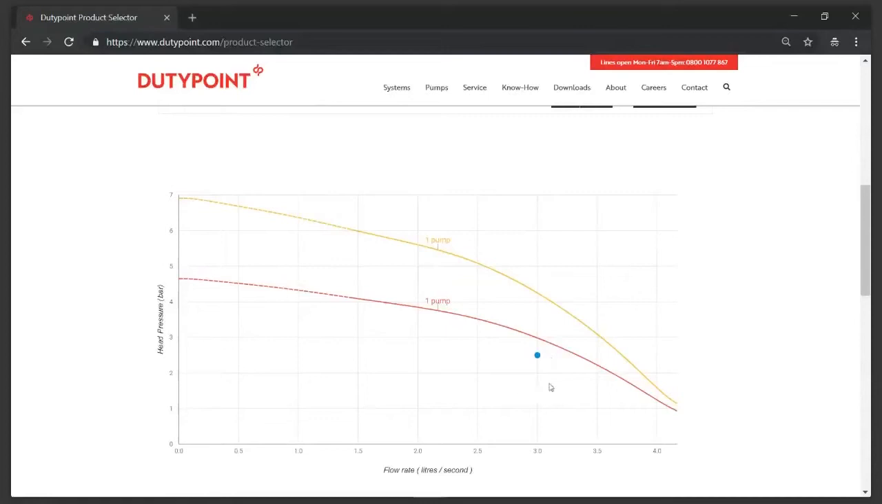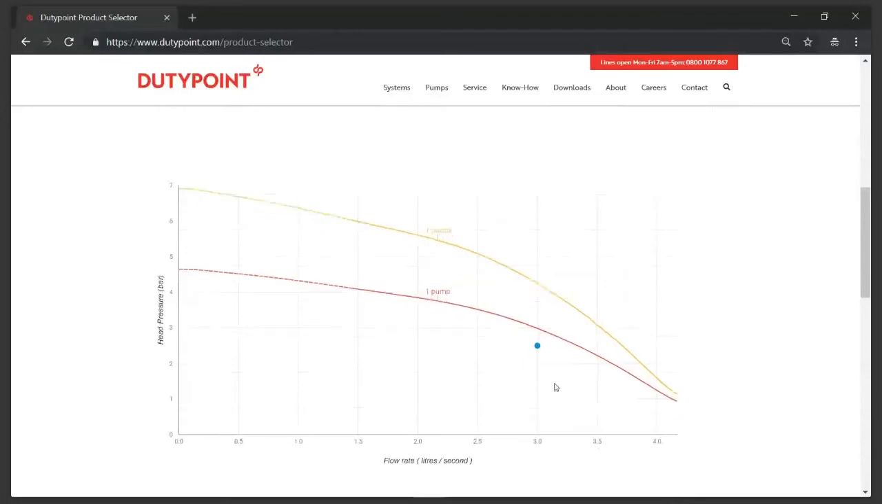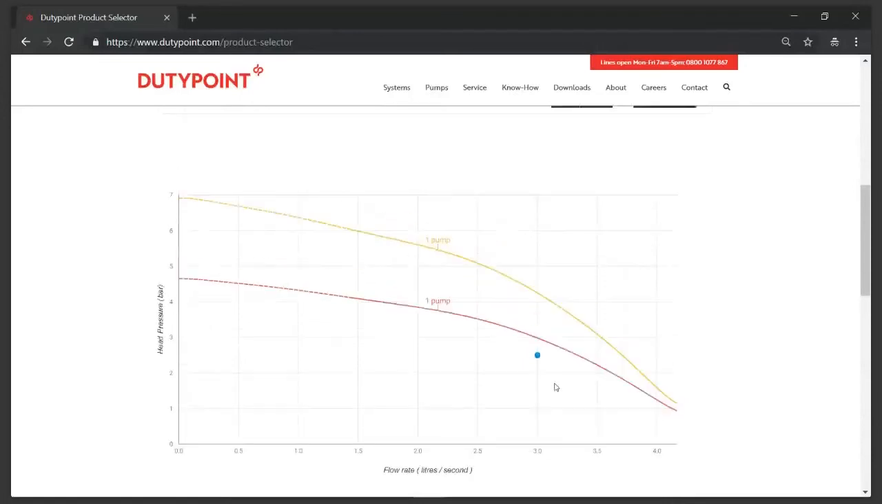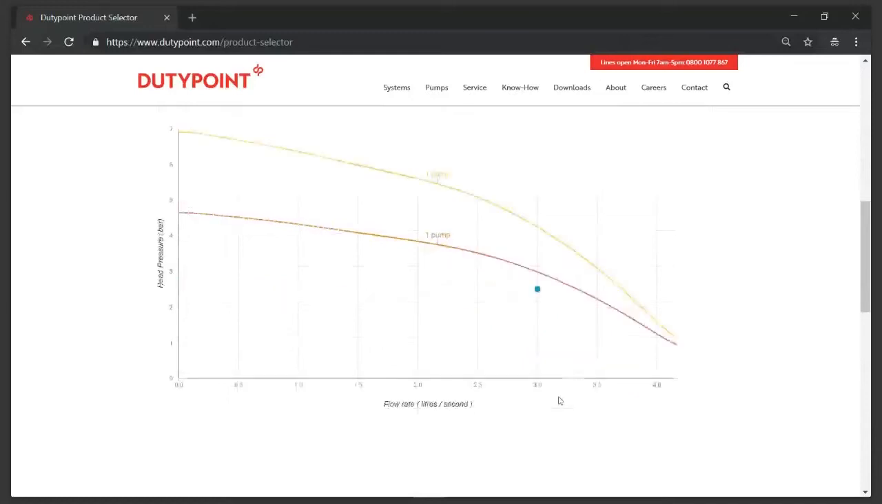So hopefully you can see that what we've done is created basically a computer algorithm that mimics the way an experienced specifier would select this pump if that person basically had unlimited time. So I hope that makes sense.